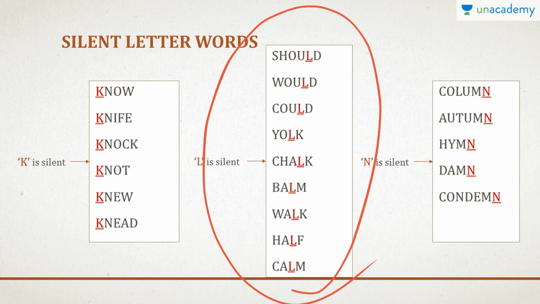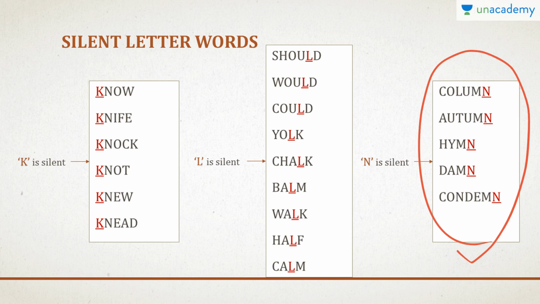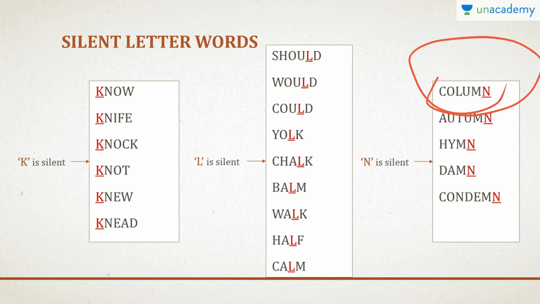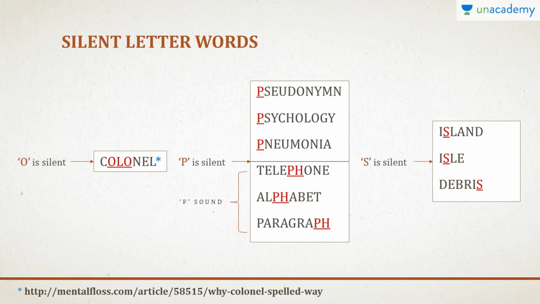The words where N is silent, it's column. I've seen a lot of people leave the N out when writing column, so make sure you include it. Autumn, hymn, damn, and condemn. Condemn means when you disapprove something. For example, they condemn the attack on the man, something like that. Okay, moving on. Here the letter O is silent, but you have to say it like kernel. It is not colonel as spelled, and it should always be spelled as kernel. You can check out this website that I've given down here where they explain why it's spelled that way.